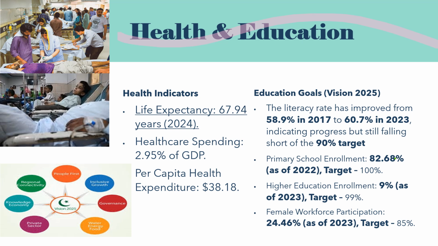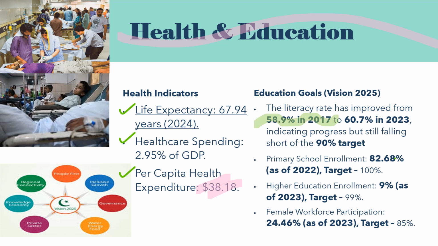Starting with health, in 2024, Pakistan's life expectancy stands at 67.94 years. That's an improvement over the past decade, but still behind regional and global averages. Healthcare spending remains modest, just 2.95% of GDP. And when we break it down, per capita health expenditure is only $38.18, a figure that highlights the strain on public health services, especially in rural and underserved areas.